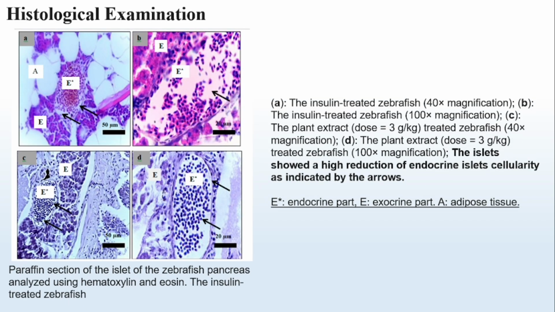And that was for the healthy and the diabetic zebrafish groups, and this is for the treated group, which is A and B for insulin-treated zebrafish, and C and D for the plant extract. Both of these showed us the islets show a high reduction of the endocrine islet cellularity as indicated by the arrow, which is shown by the different islet structure compared to the healthy zebrafish. It's quite similar to the diabetic zebrafish, and there was a considerable loss of cells inside the islet.